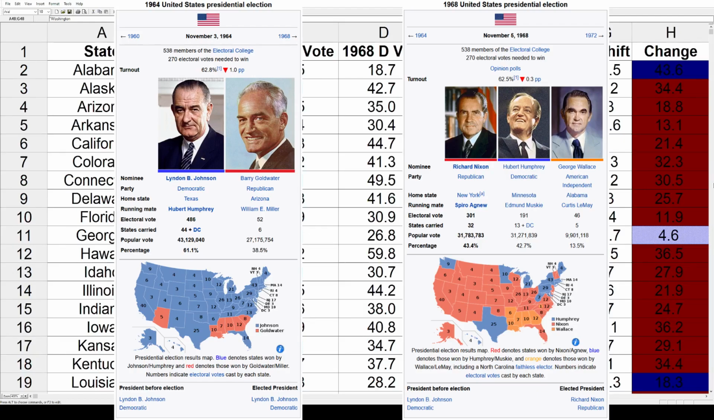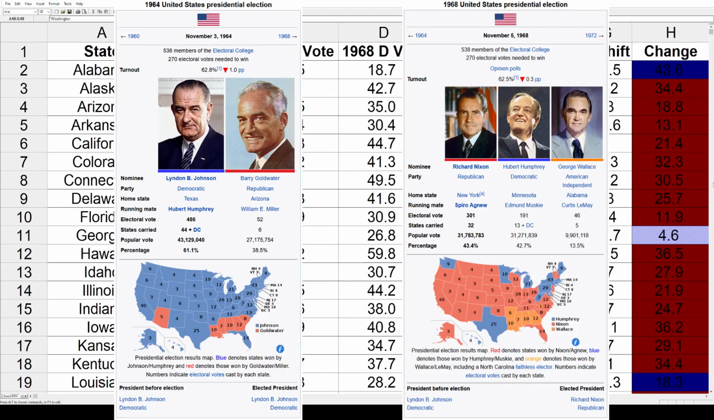And the next election in 1968, that was won by Richard Nixon. He got 301 electoral votes. He carried 32 states and won with a plurality of 43.4% of the popular vote. The Democrat was Hubert Humphrey. He got 191 electoral votes, carried 13 states plus DC, and he got 42.7% of the popular vote. So it was close in the popular vote, not so much in the Electoral College.